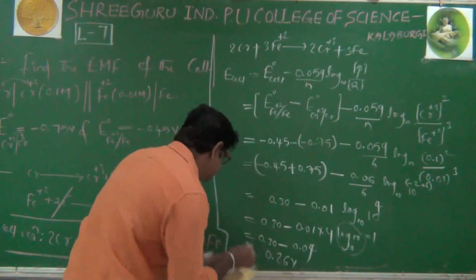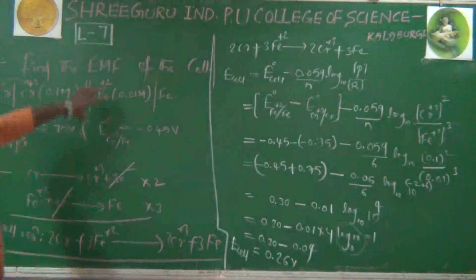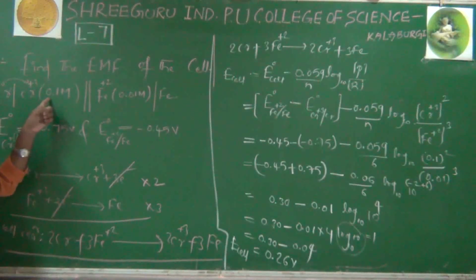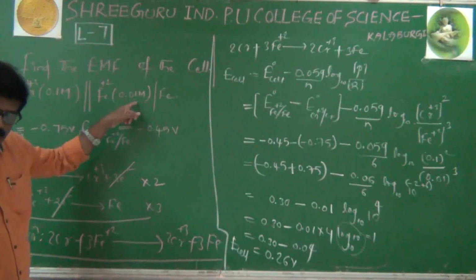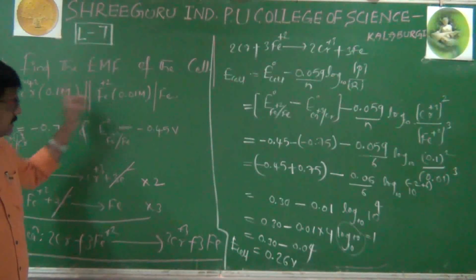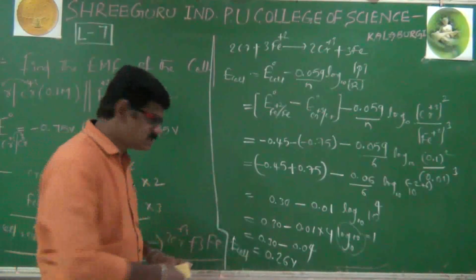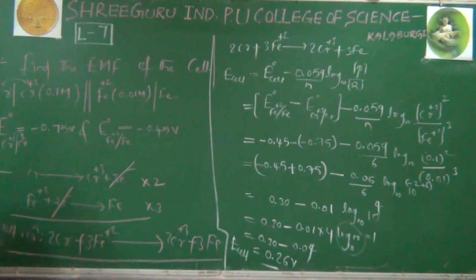0.26 volts. This is the cell potential of the given galvanic cell, when the anode concentration is 0.1 molar and the cathode concentration is 0.01 molar. In this case, the total cell potential value is 0.26. That's all.